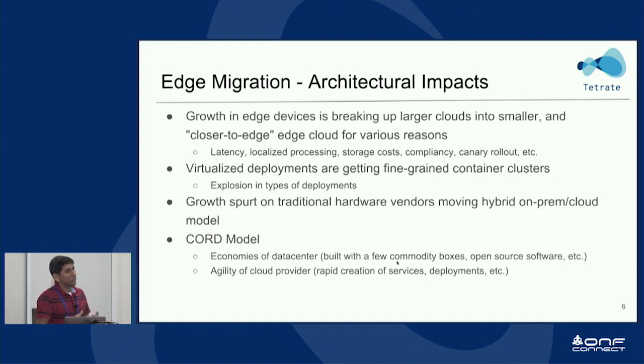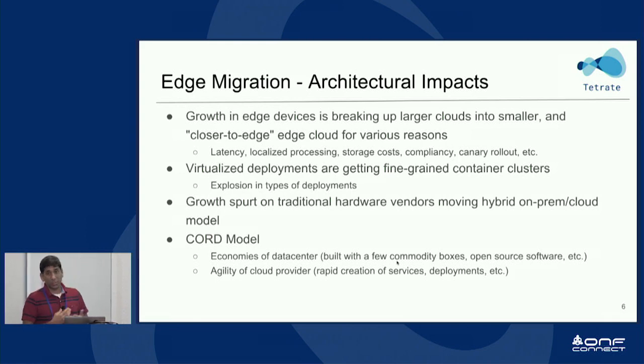What's interesting is this edge migration is actually solving some of those problems, and this is how it is doing it. We are breaking up the larger clouds into much smaller pieces, as the CORD world suggests, primarily because we want to expedite the localized processing. We want to reduce the latency coming from the client all the way to the services.